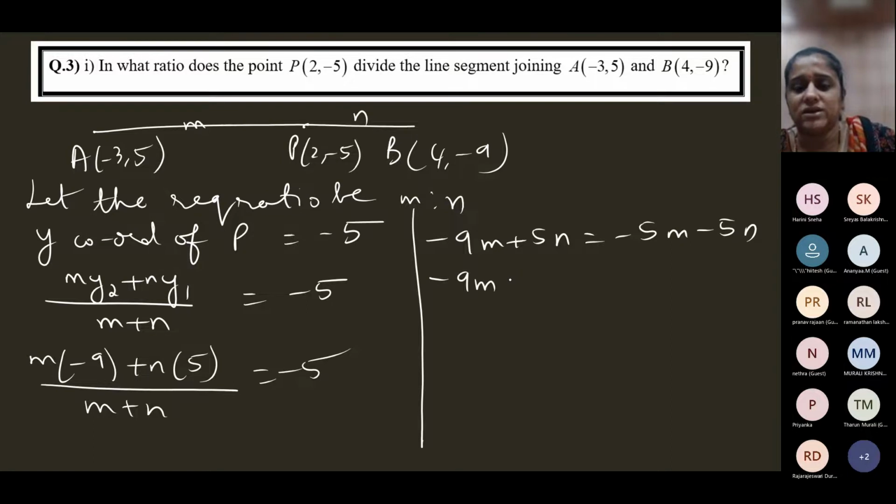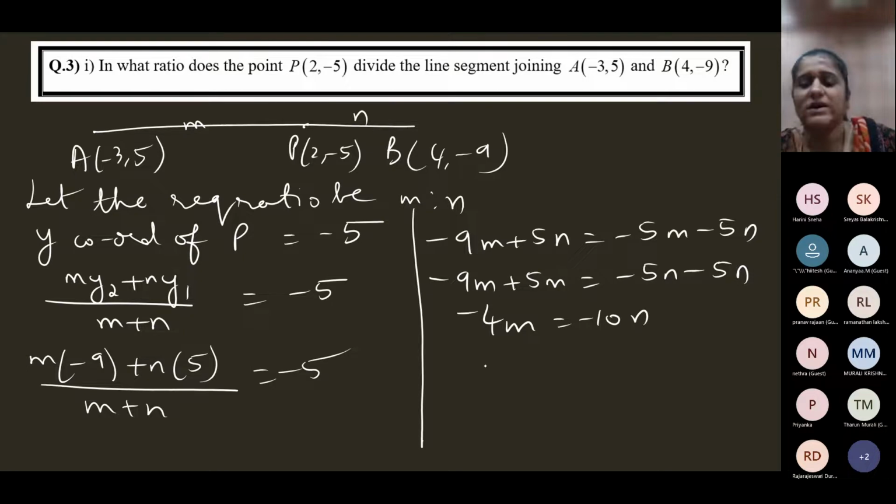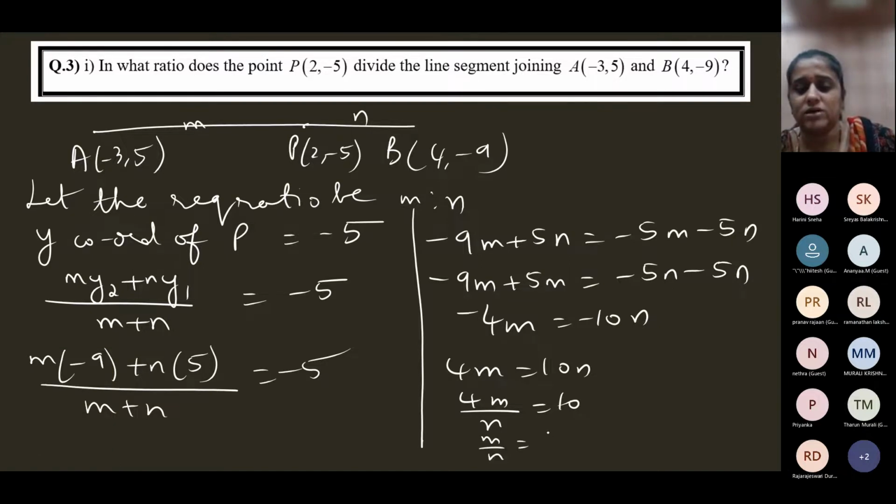m on one side, n on the other side. So you get -4m is equal to -10n. Minus on either side gets cancelled. So m by n is equal to 10 by 4, or 5:2. So the required ratio is 5:2. Yes or no, children? So we can find the ratio using the x coordinate of the point of division or the y coordinate of the point of division.